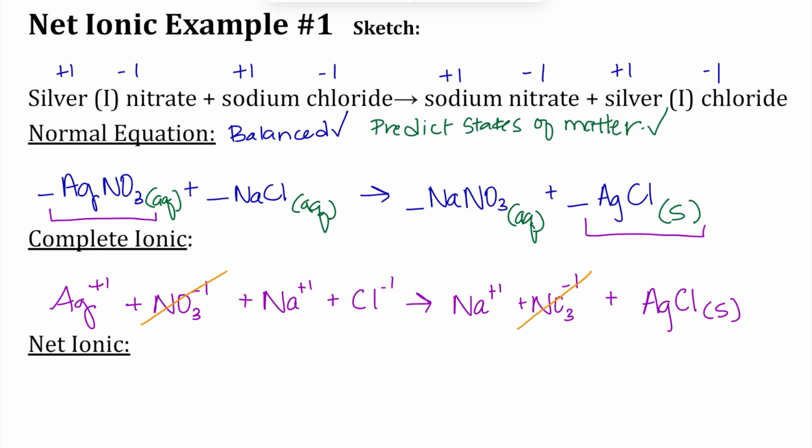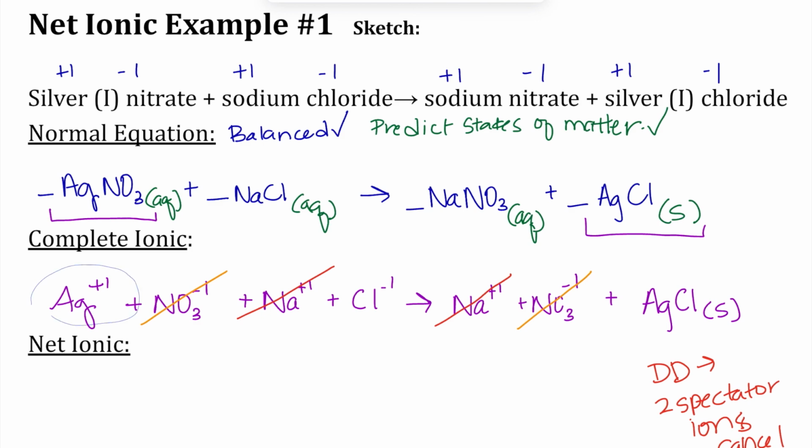Going on to the next one, I've got my sodium. I have a sodium +1 on the left and a sodium +1 on the right, so those are going to cancel. And then my chlorine -1, I don't have a chlorine ion over here, so that can't cancel. So in a double displacement reaction, you are going to always have 2 spectator ions that cancel. Everything else that is left is what is actually participating in the reaction.